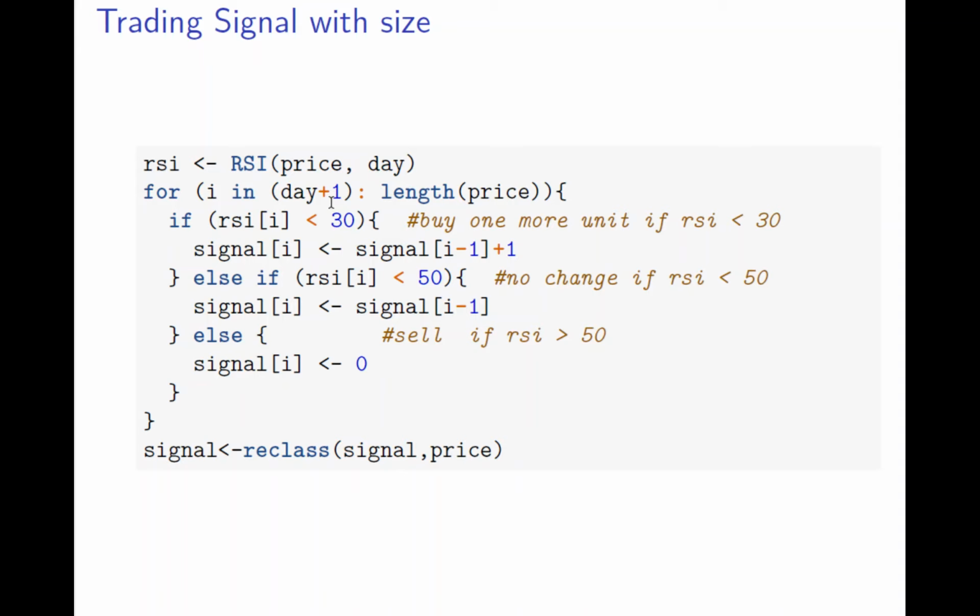And from 15 days where the data is available until the end, whenever it's less than 30, the signal for the trade is going to be +1. You add one more. Okay, so basically, signal is the signaling how big is the trade size which you're doing, and if that's less than 50, then you don't do anything new. It's the same as yesterday. And if it's beyond 50, then you stop trading, becomes 0. And after you calculate that, we put back the timestamp of signal using the price.